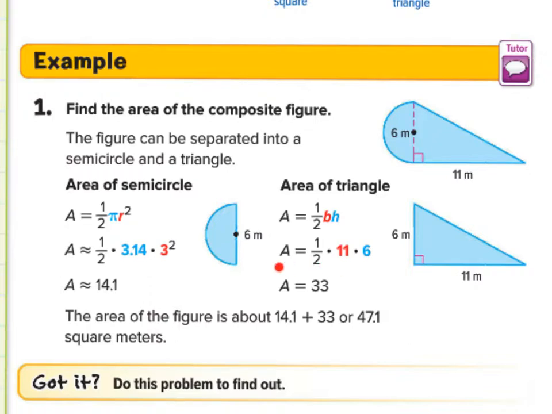And you can see that your area of a triangle is 33 meters. And over here it's approximately 14.1. Remember, whenever we work with pi, it's always going to be approximately 3.14. When you add them together, you get 47.1 square meters. That's what this area is.